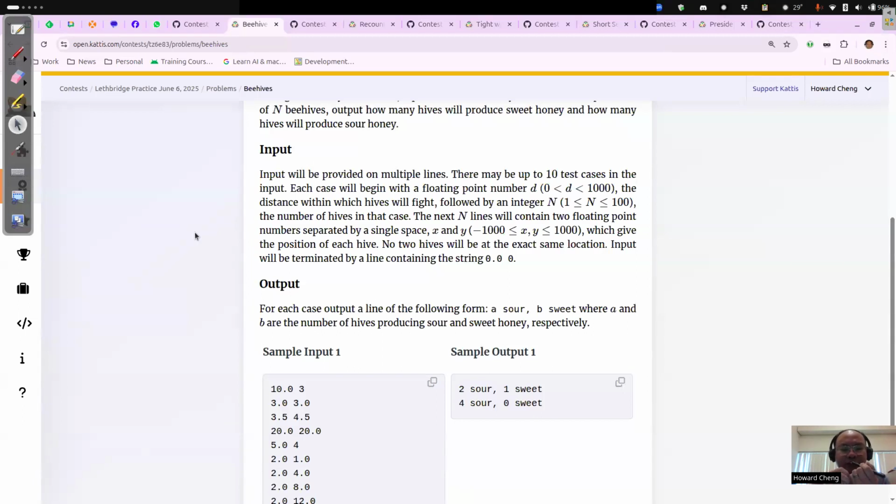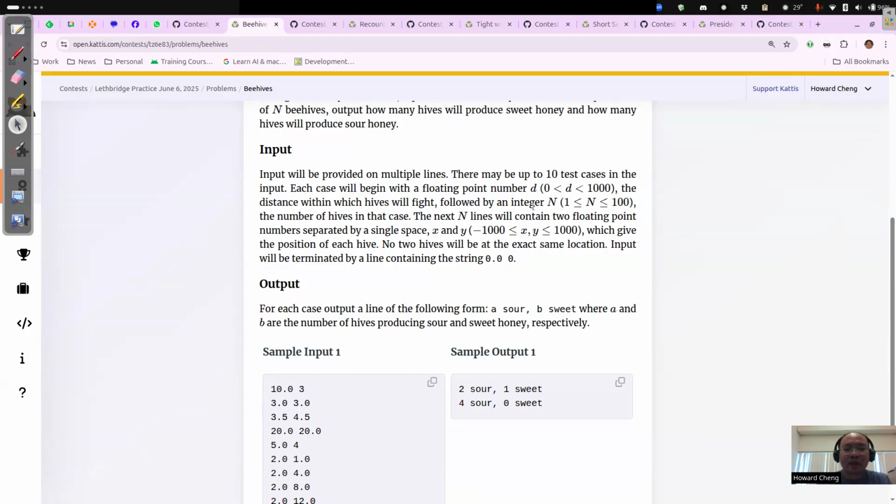basically, if a beehive is within a certain distance d of another hive, then they will be bad. Otherwise, they'll be good. So basically, all you have to do is for each beehive, check if there are any other beehive that is close to it. And if so, then it's bad.